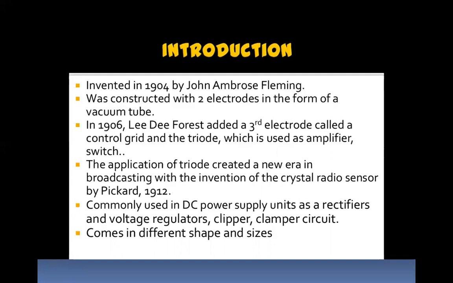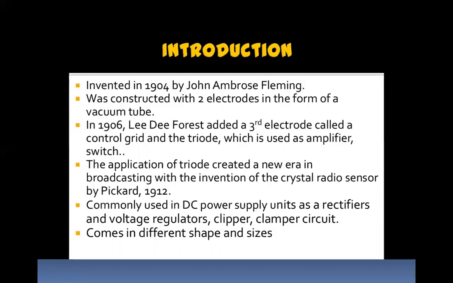Then in 1906, a scientist called Lee De Forest added a third electrode. As I said earlier, it had only two electrodes. Now he added one more terminal, called the control grid. That tube was called a triode because it had three terminals. Basically the triode was used for amplification or as a kind of switch. Amplification means amplifying a weak signal into a strong signal, so we can call it an amplifier.